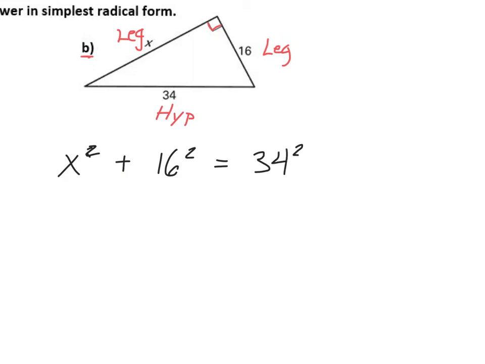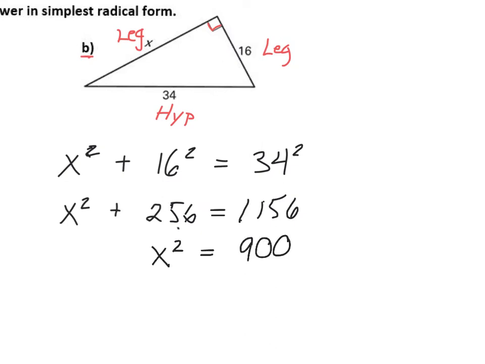So let's go through and square our terms. Then we'll get x squared all by itself. And lastly, take the square root on both sides to get x all by itself. Thankfully, 900 is a perfect square, so it looks like x equals 30.